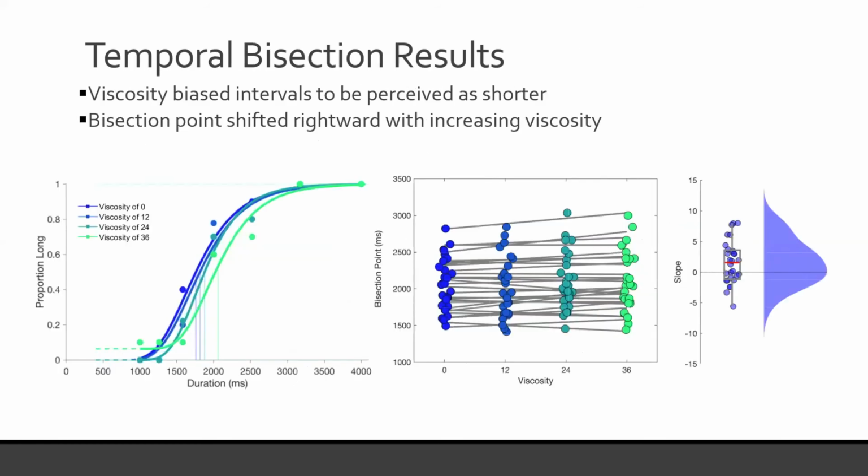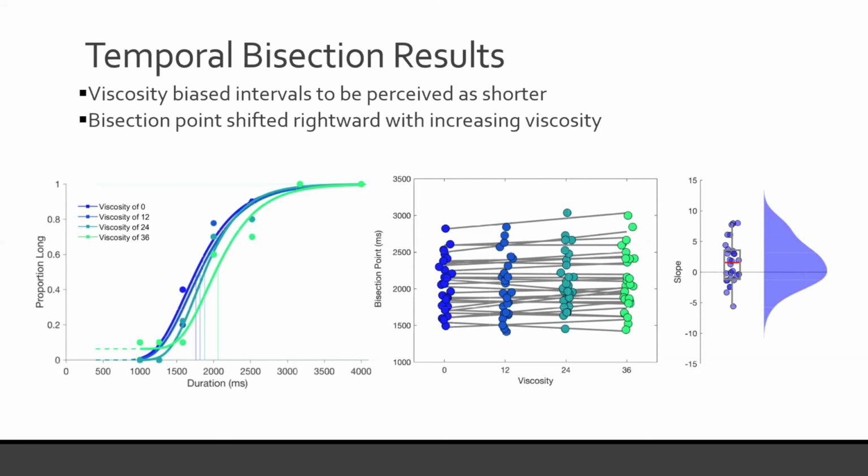Here are the results from that temporal bisection experiment. On the left, we have a representative subject's psychometric functions separated by viscosity. And you can see that there tended to be a linear shift of the bisection point to the right, which indicated that overall there was a greater proportion of tones being categorized as short. We extracted these 4 bisection points for every participant, and in the middle you can see that we fitted regression slopes to each participant's 4 viscosity bisection points.